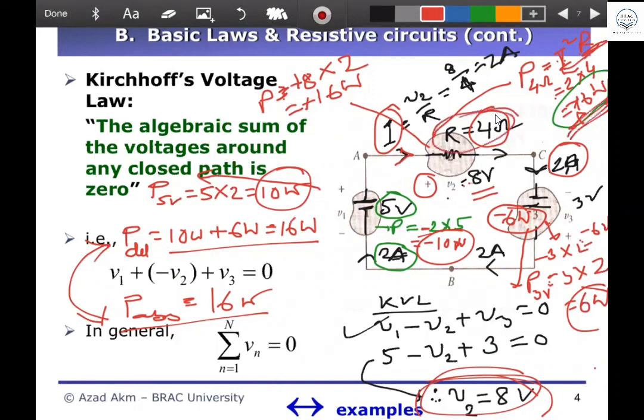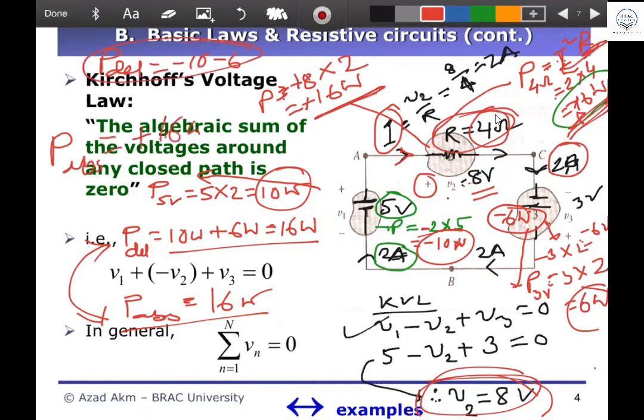It cannot be negative. Now listen, even the associated law says that this is positive. Now all the negative power, the delivered power, are all negative: negative 10, negative 6. All the negative power is delivered, and all the absorbed power is positive. Absorbed power is positive, that is positive 16.